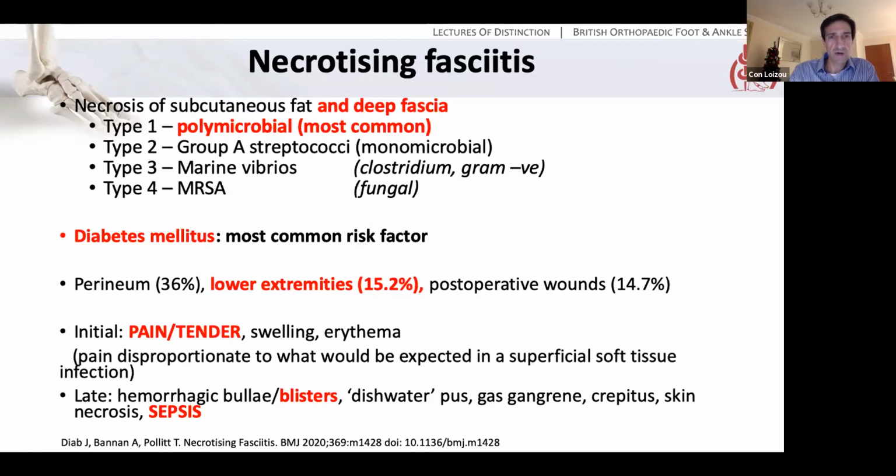Now, diabetes is by far the most common risk factor, and the lower extremity is the second most common area affected after the perineum, which is also known as Fournier's gangrene. Now, the most common red flag symptom is pain and tenderness that is disproportionate to what you would expect from cellulitis, even in diabetics. So if you see a diabetic in pain, you need to worry. Blistering and sepsis come later, but are also quite common. Now, the dishwater pus, which is more runny pus than normal and a bit soapy from dissolved fat, and gas gangrene and crepitus are less common.